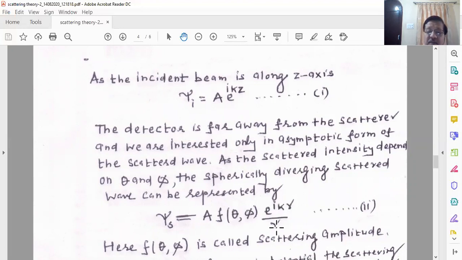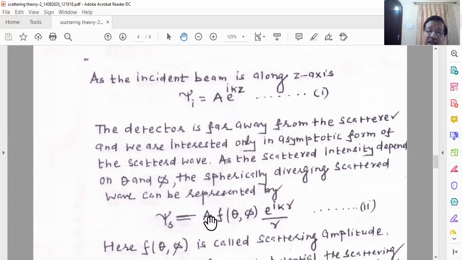The factor 1 upon r is kept to conserve the probability, and that we will see when we solve the numerical problem, where I will teach you why 1 upon r is kept here. Once again, this is the expression of the scattered wave. The 1 upon r factor is kept to study the conservation of probability, which we will see when we have a numerical problem, where I will explain the interpretation of the factor 1 upon r.